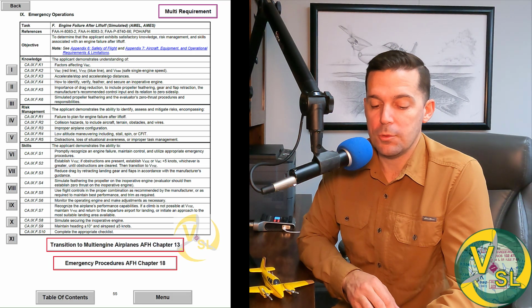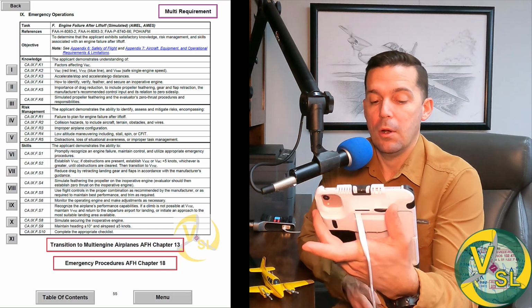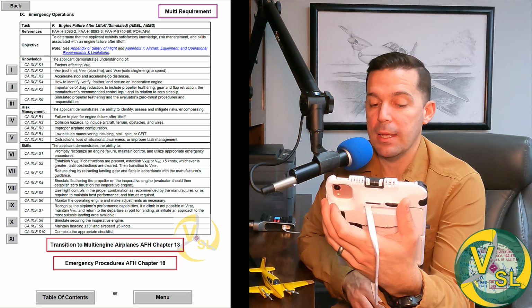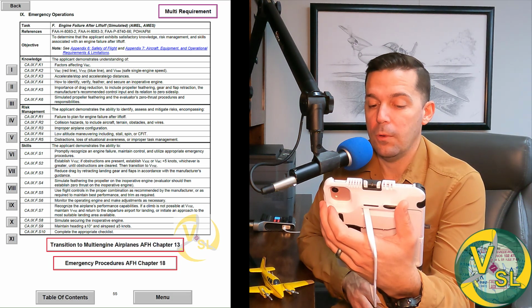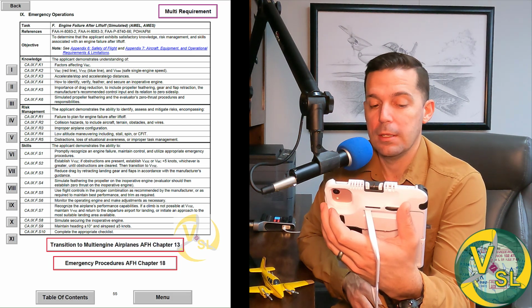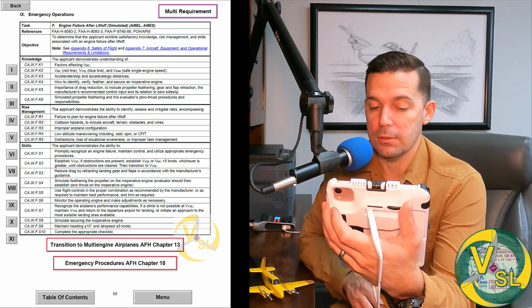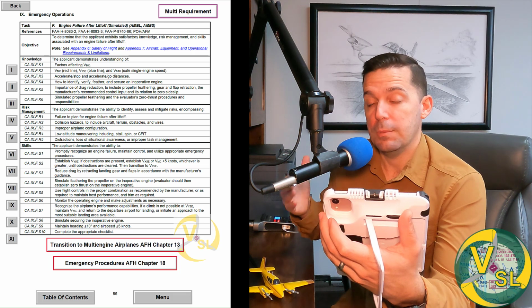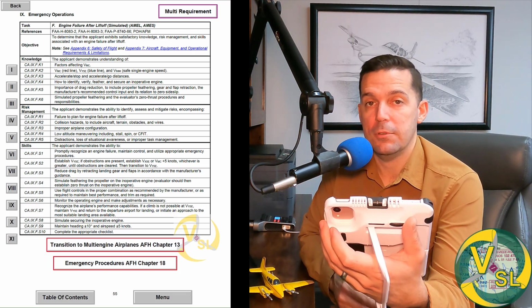Skill 5, use flight controls in proper combination as recommended by the manufacturer or as required to maintain best performance and trim as required. Skill 6, monitor the operating engine and make adjustments as necessary. Skill 7, recognize the airplane's performance capabilities. If a climb is not possible at VYSE, maintain VYSE and return to the departure airport for landing or initiate an approach to the most suitable landing area available. Skill 8, simulate securing the inoperative engine. Skill 9, maintain heading plus or minus 10 degrees, airspeed plus or minus 5 knots. Skill 10, complete the appropriate checklist. So, big picture, this is your engine failure immediately after takeoff.